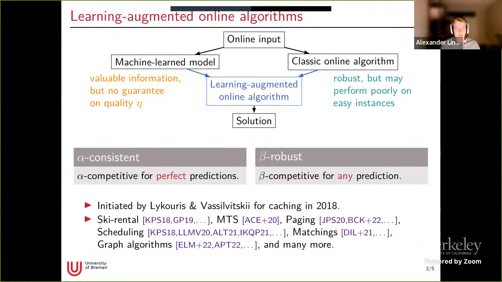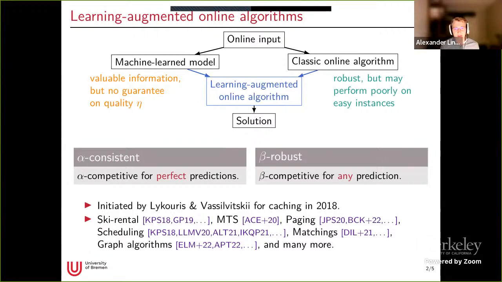Like in scenarios where, for example, an online input appears on a daily basis. There we could actually use a machine learning model, which we could train on this online input to gain some prediction on a solution or on the online input. So this could give us valuable information, but we have no guarantee that this information is really good. Because, for example, on one day, there could be a completely different online input.